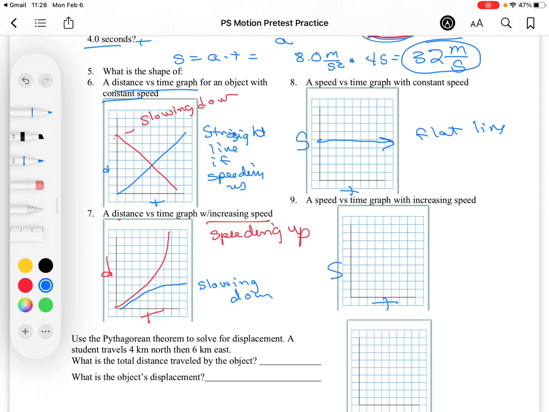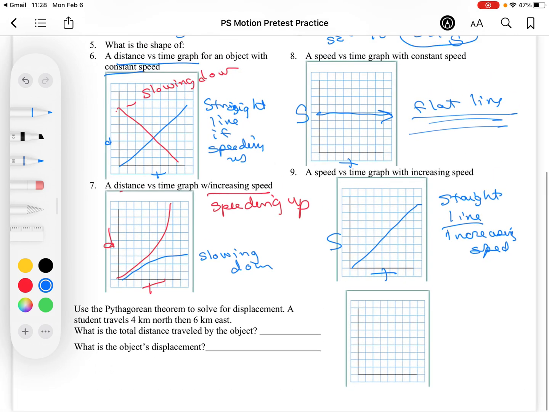Here's the hard one. Here's speed versus time. And this is with constant speed, and that will be a flat line. If it's got constant speed, it's not changing. This is the tough one. I've been grading acceleration tests, and a lot of people got that one wrong. Then last but not least, a speed versus time with increasing speed is a straight line. And this would be increasing speed, so this is speeding up.